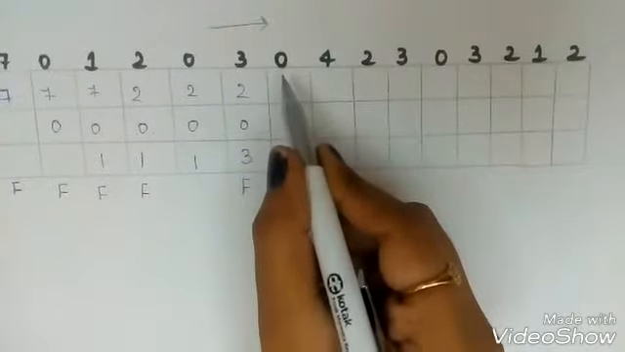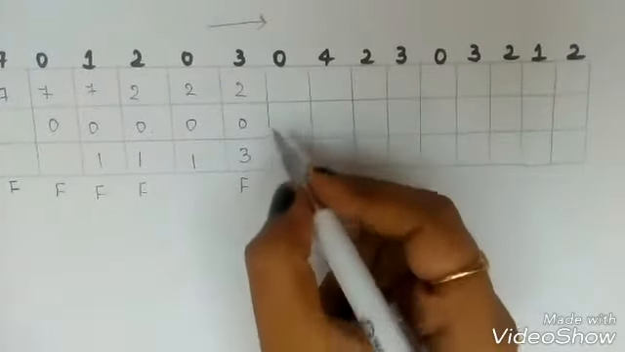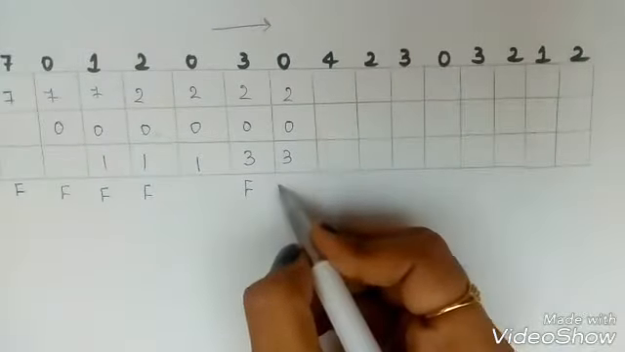And again 0 is the reference string. Since 0 is already present in before frames, there is no need to replace, and we have to write the things as it is, and no page fault is placed here.